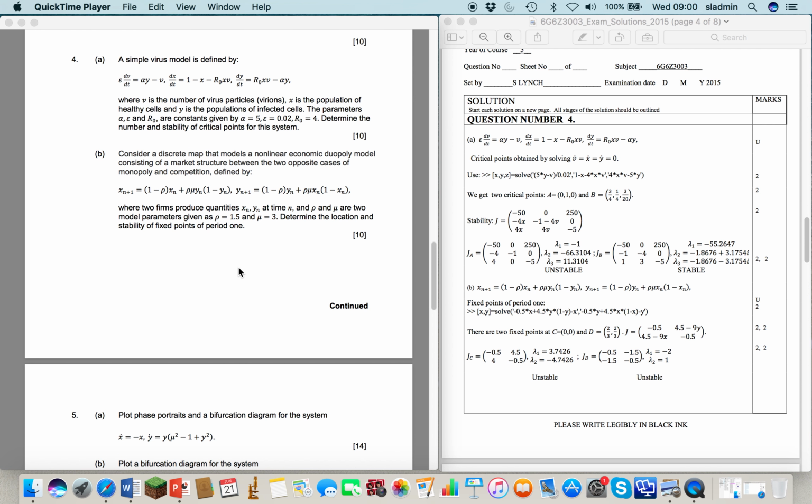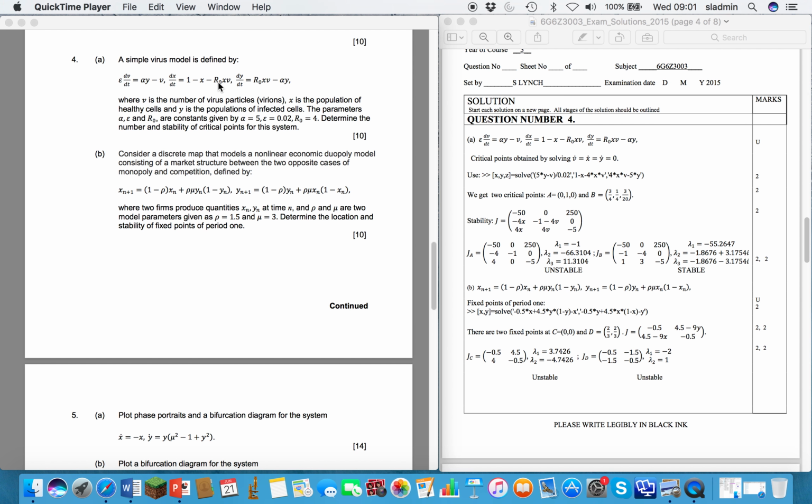These are the solutions to question number 4 for the 2015 Chaos examination paper. For part A, we have this three-dimensional system of nonlinear differential equations. V is the number of virus particles, which are also known as virions. X is the population of healthy cells, and Y is the population of infected cells. We're given the parameters here, so we can easily substitute all of that into MATLAB. And we want to determine the number and stability of the fixed points, critical points of this system.